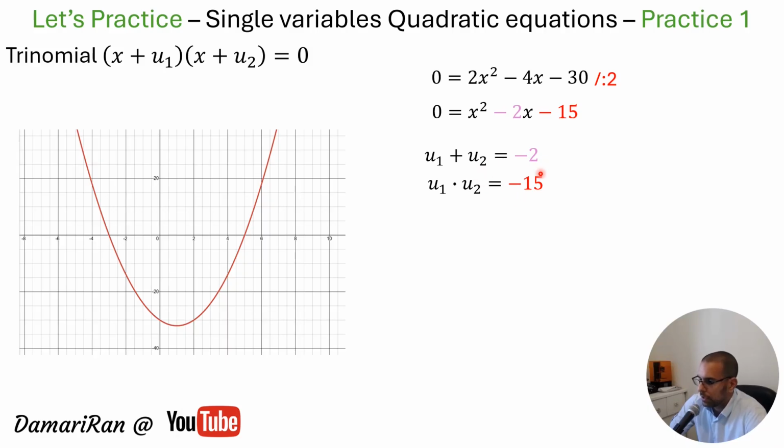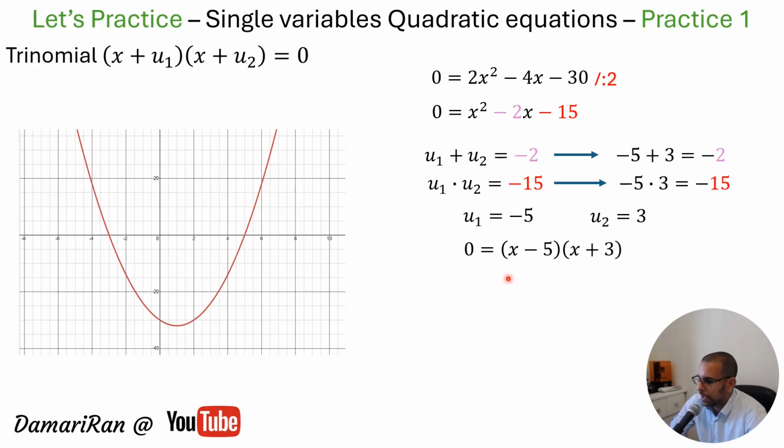After I do some thinking, I'm guessing that the solutions are these numbers right here. If I take minus 5 plus 3, I'm going to get minus 2, right? And if I take minus 5 times 3, I'm going to get minus 15. So these are the u1 and u2, minus 5 and plus 3. Let's arrange them in the trinomial like that. Now I have this factor. So let's check ourselves.